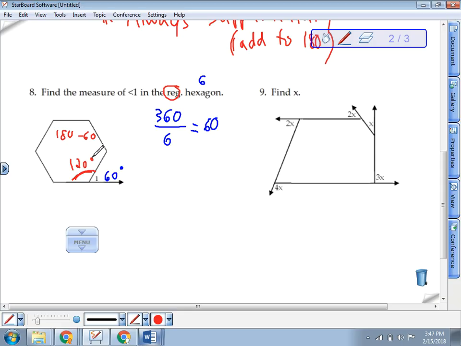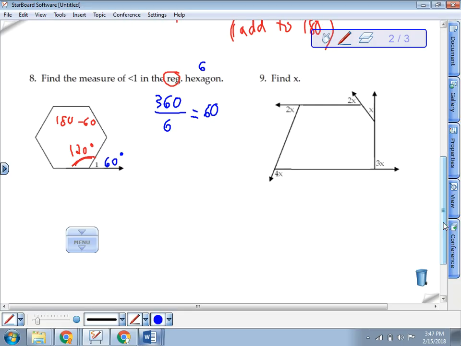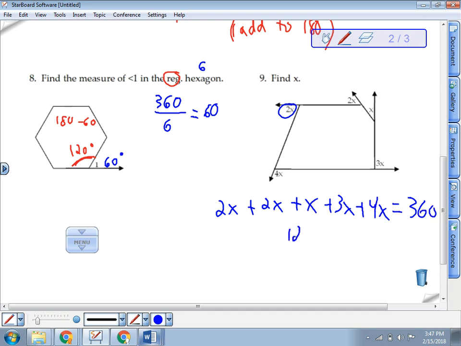Number 9, this last example: what do all the exterior angles of a polygon add up to? They add up to 360. So I'll start there: 2x plus 2x plus x plus 3x plus 4x. We know that they all add up to 360. Then it's an algebra problem. You combine those x's, and you should get 12x equals 360. Divide by 12, so x would equal 30. And that's your final answer. So there's how we're going to use these properties of interior and exterior angles with polygons to solve problems in this section.